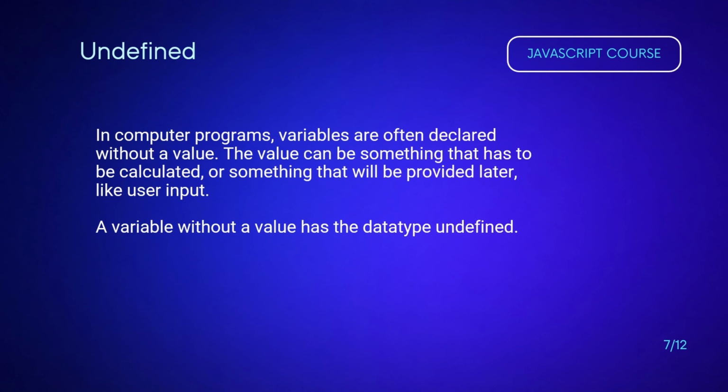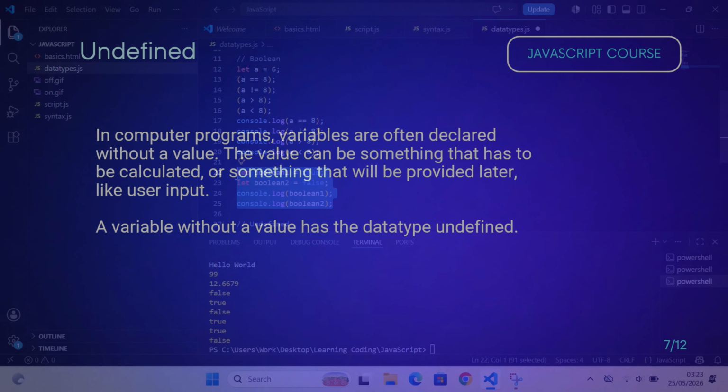Undefined. Undefined means a variable has been declared, but it has not been given a value yet. This usually happens when a programmer creates a variable first and plans to assign a value later. At this point, the variable exists, but it does not contain a value. JavaScript automatically gives it the value undefined.